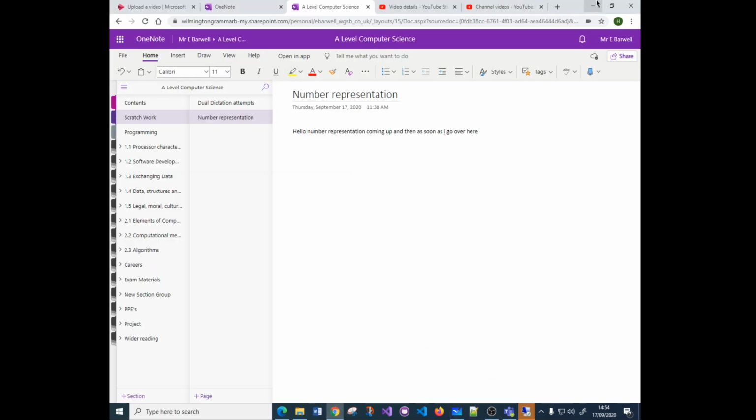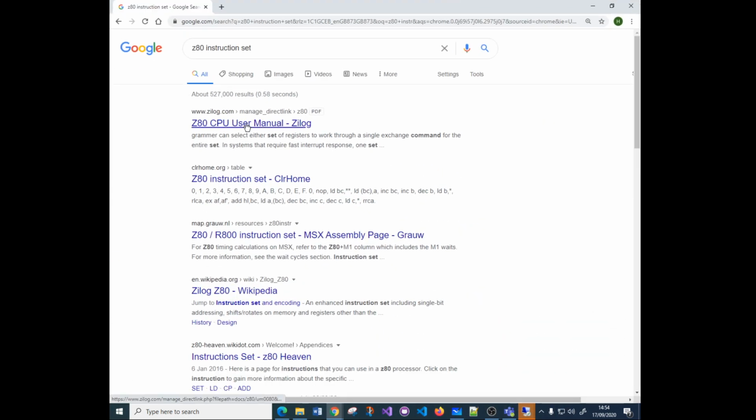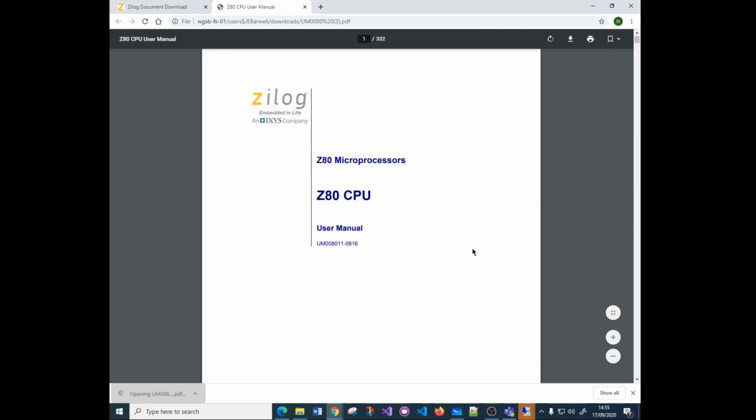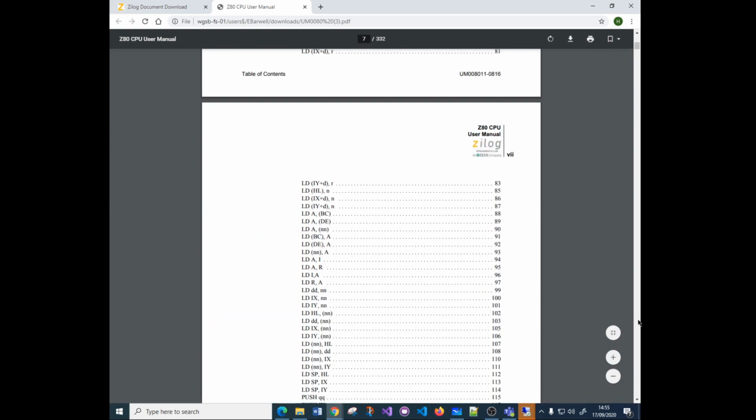So, for instance, let's look at the Z80 instruction set. Oh, that's the old manual, which is a humongous PDF. Right, so if we look at an actual CPU manual, this is the list.